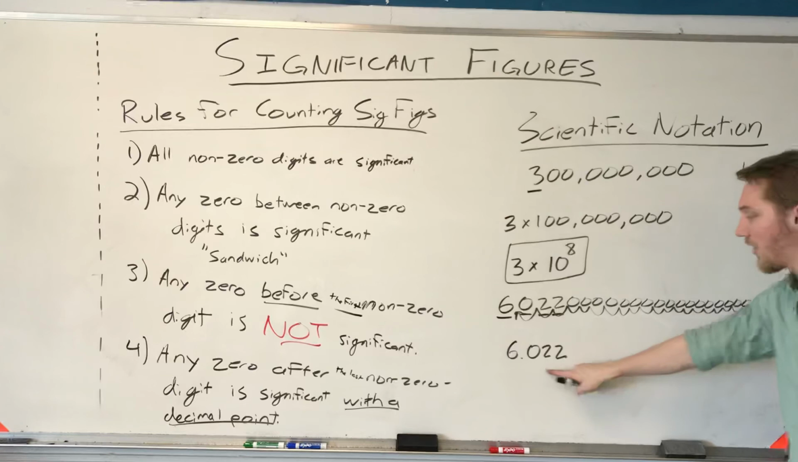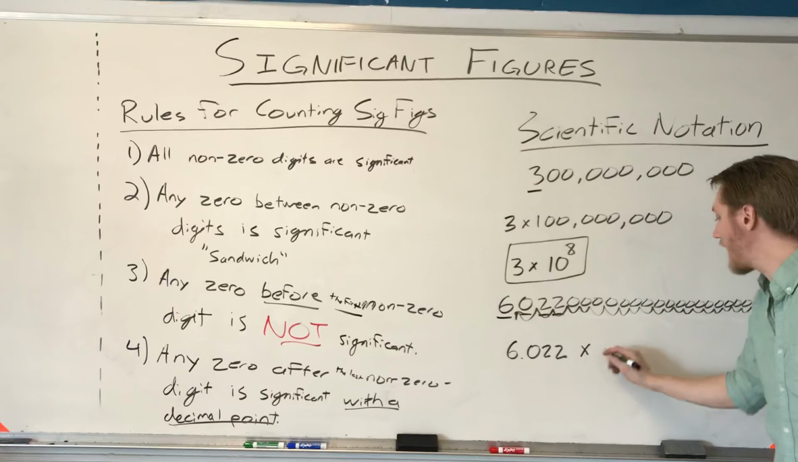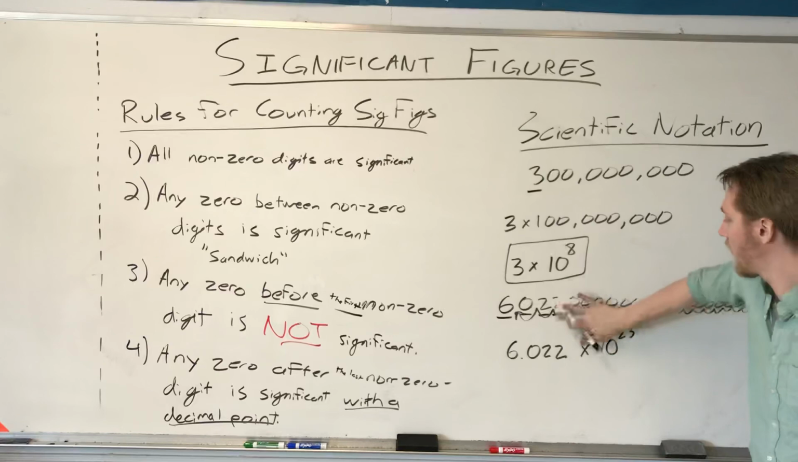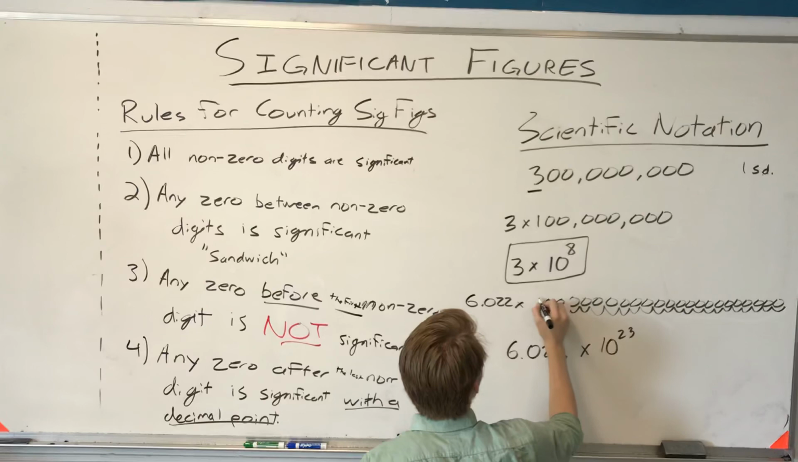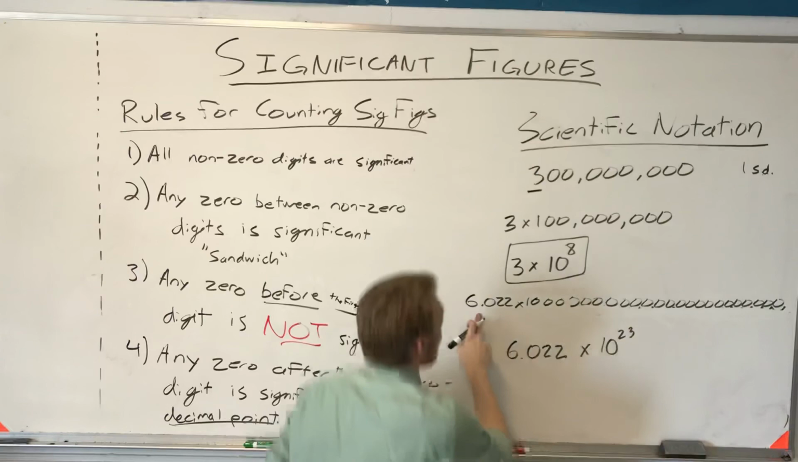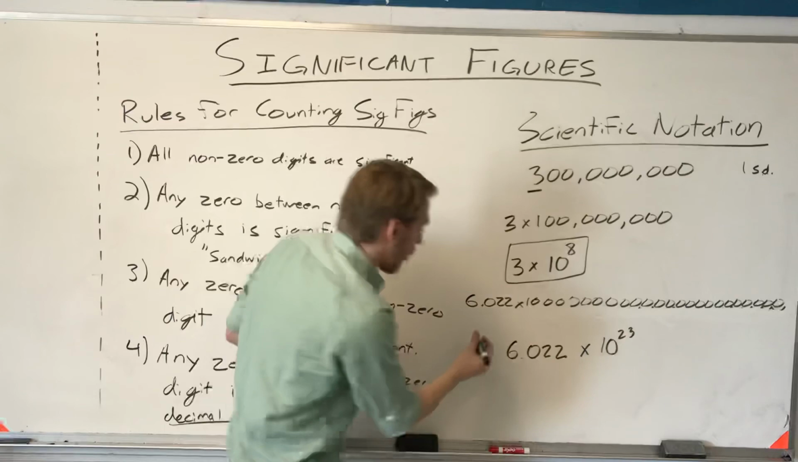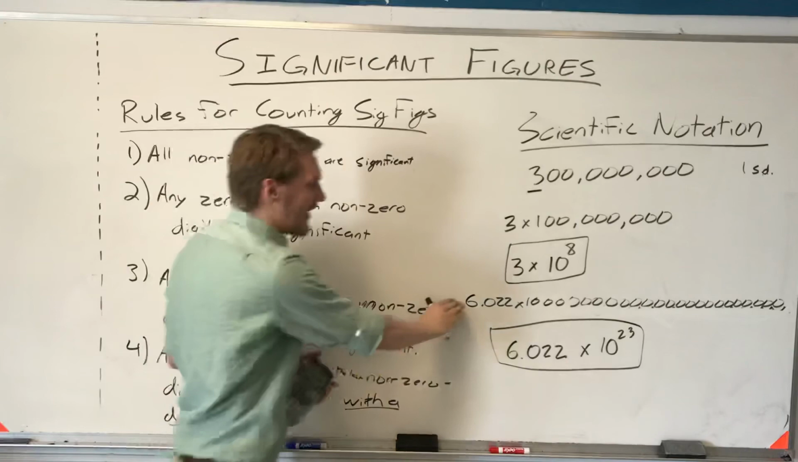Or another way to say that is we took this smaller number, 6.022, and we multiplied it by 10 to the power of 23. It would look something like this: 6.022 times this huge power of 10. But when we shorten it to this, times 10 to the 23, that's a much nicer way to show this enormous number that we will need to use.